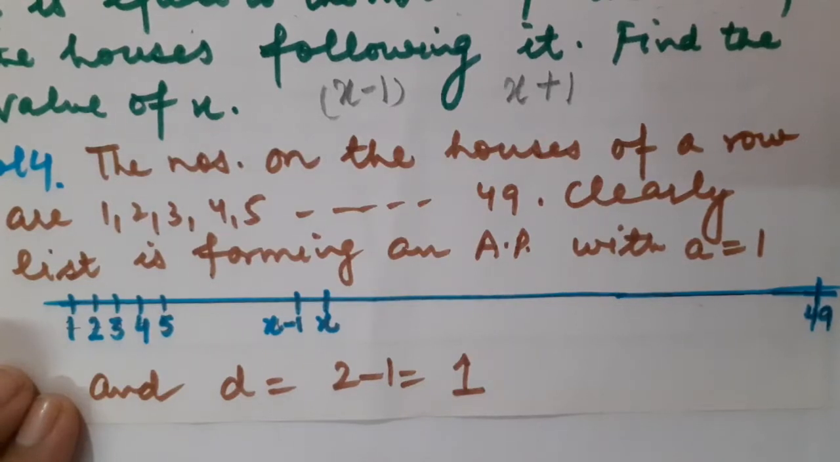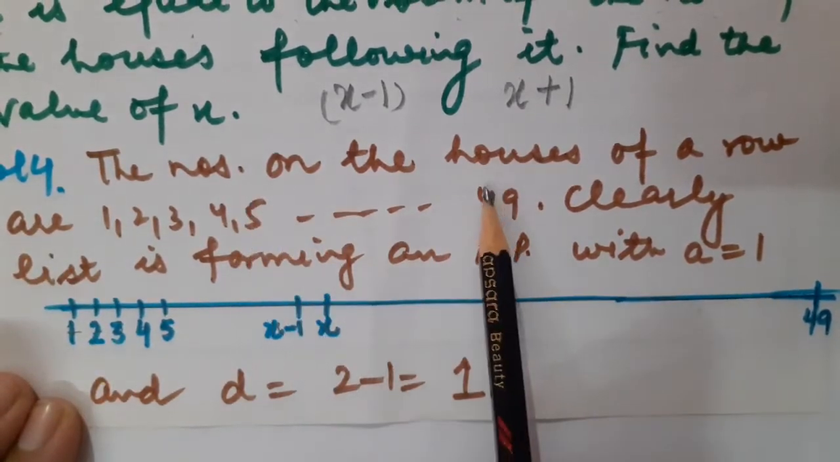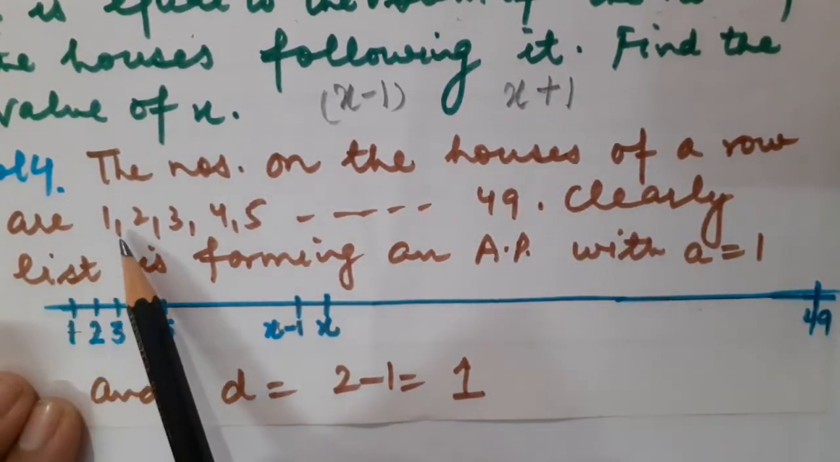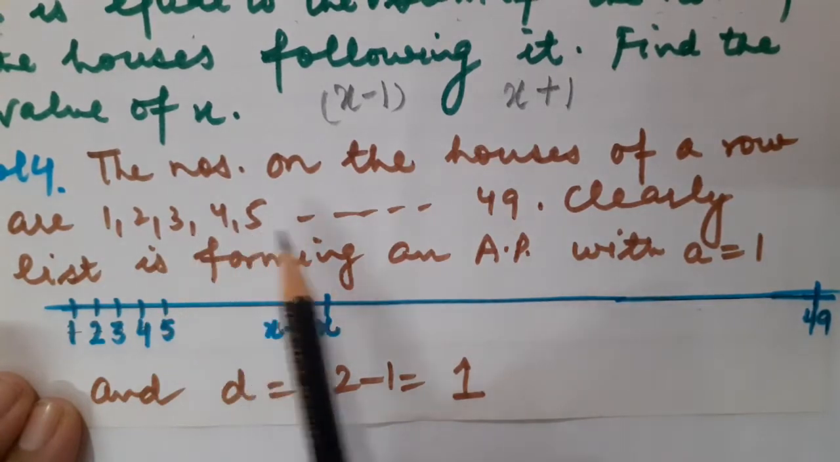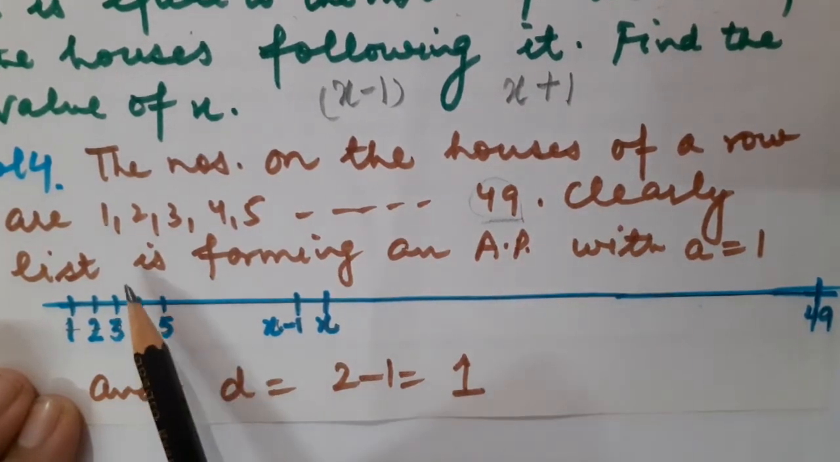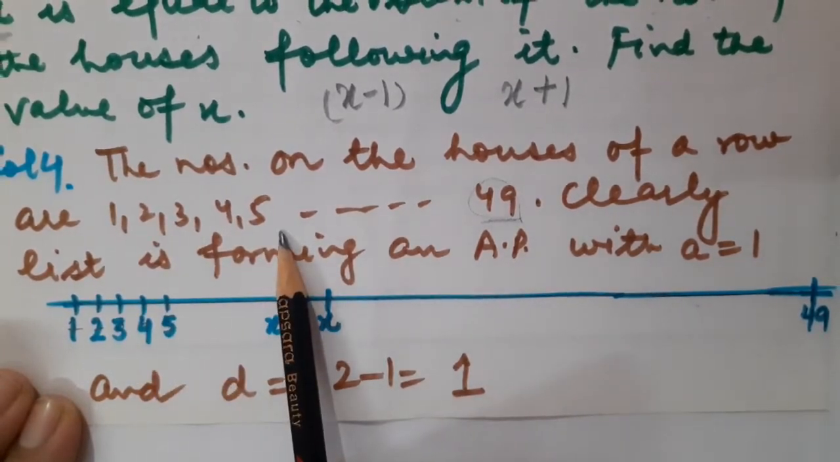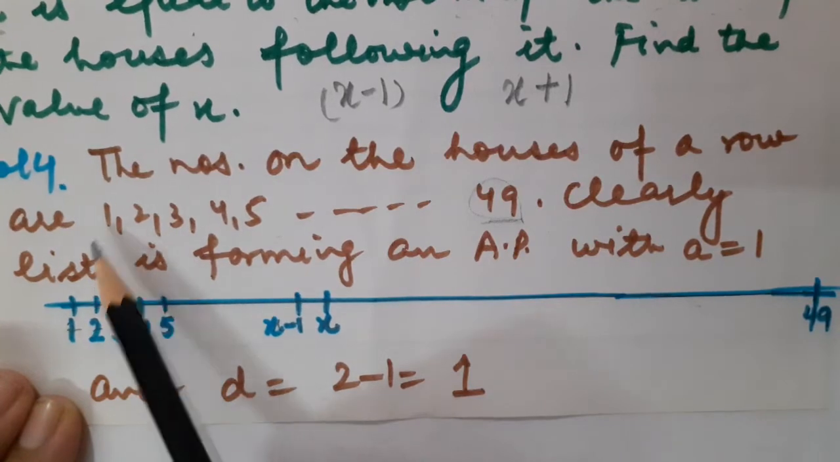You will understand this question better by looking at this diagram. So let us start. Solution number 4. The numbers on the houses of a row are 1, 2, 3, 4, 5 and up to 49. As I have just told you, there are a total of 49 houses in one row. Clearly the list is forming an AP, of course, because the common difference is 1. This is 2 minus 1, which is equal to 1.